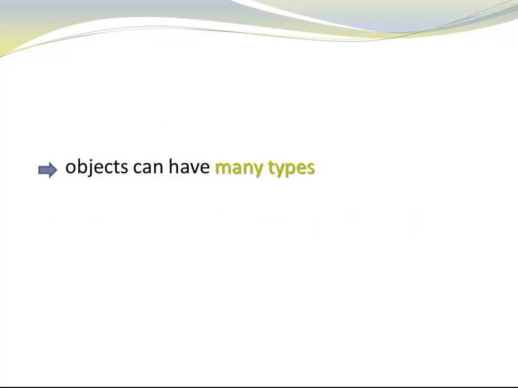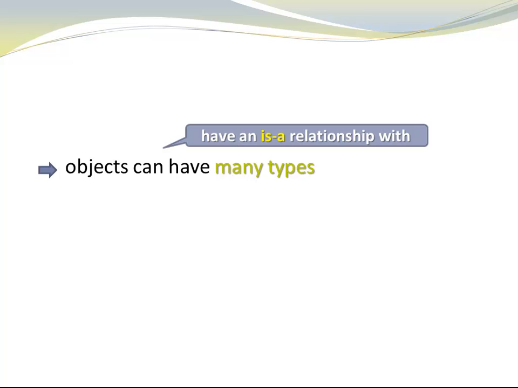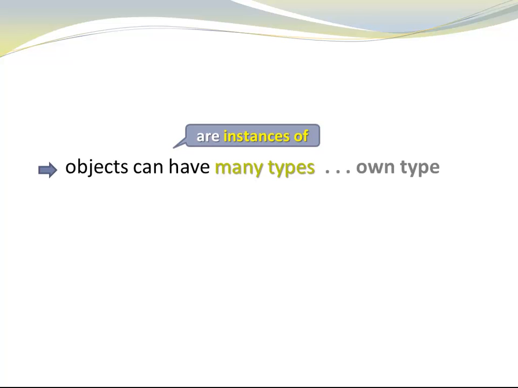Because of that, we can say that objects can have many types. When I say they can have many types, I mean they can have an is-a relationship with many types. They are instances of many types. For example, the own type, the superclass type, any ancestor type like the superclass of a superclass, interface types. Let's look at an example.